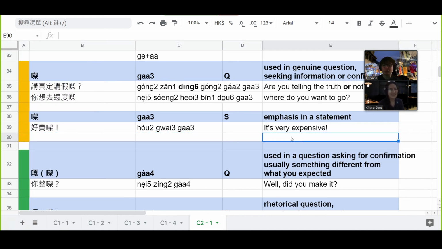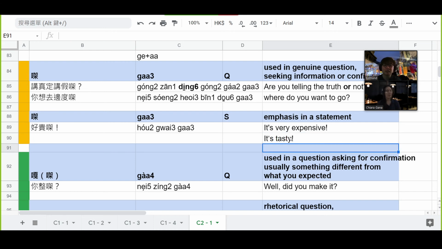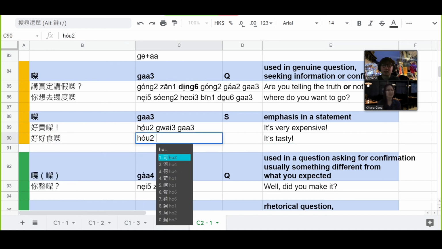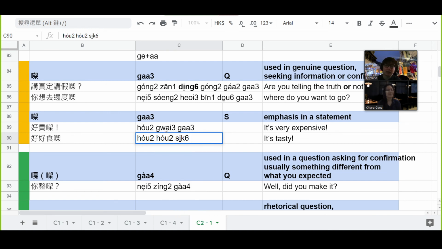So like for example, if you are holding a plate of food, and people say, this is not tasty, I won't eat it, but you want to say it is very tasty. How do you say that? 好食㗎. 好好食㗎, like that. Then you will add the ga to it. 好好食㗎. So remember, gaa is always related to emphasis. 好好食㗎. Sounds like you are trying to persuade someone. It's really tasty. 好好食㗎. Okay.